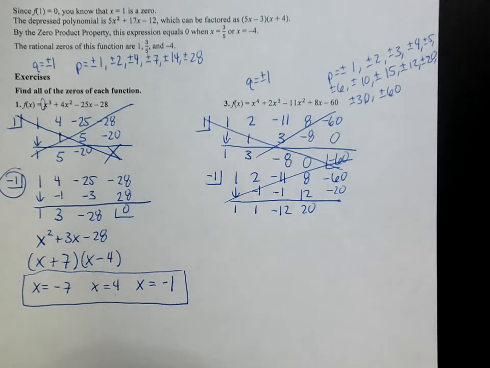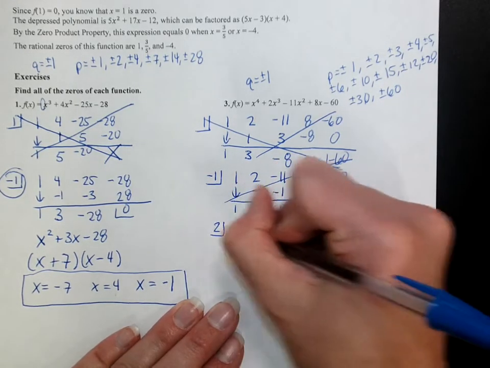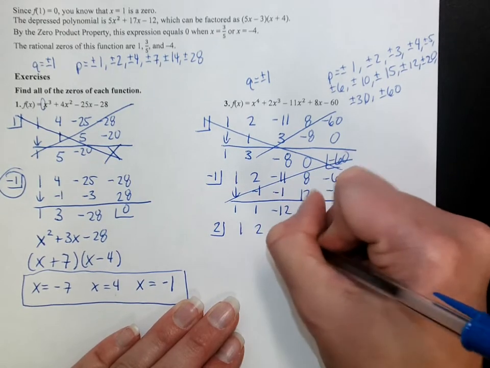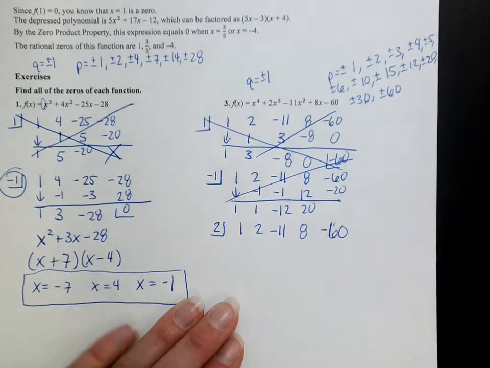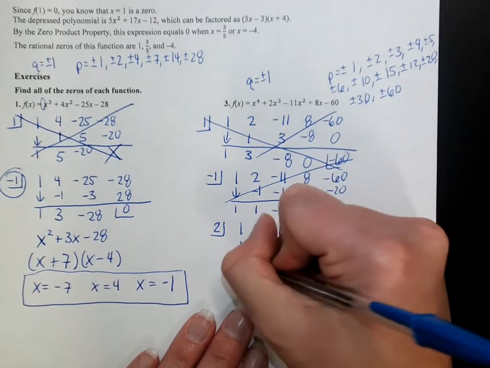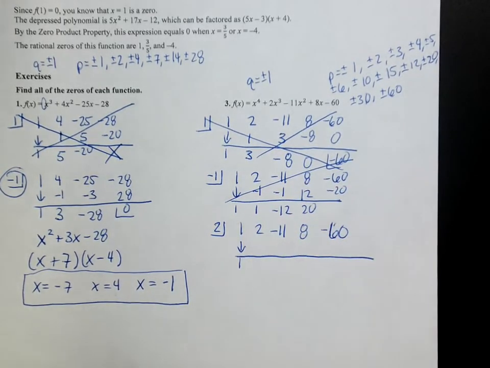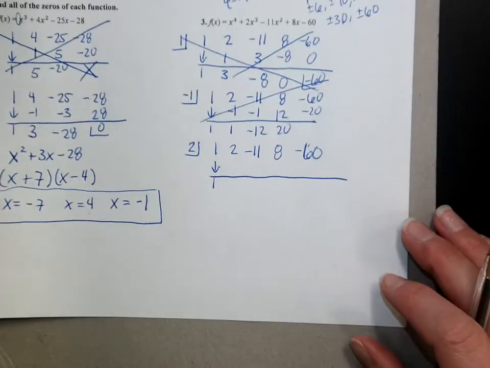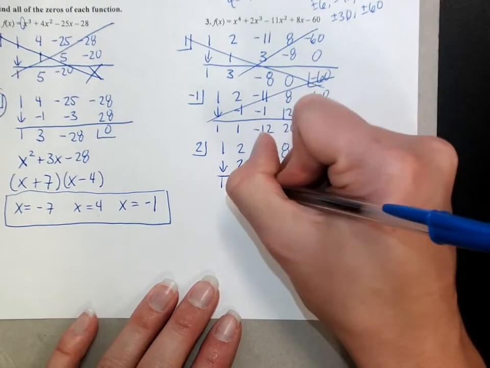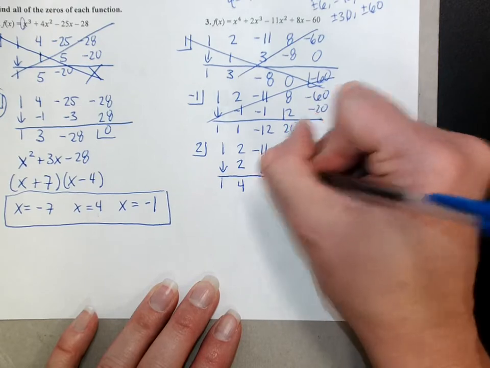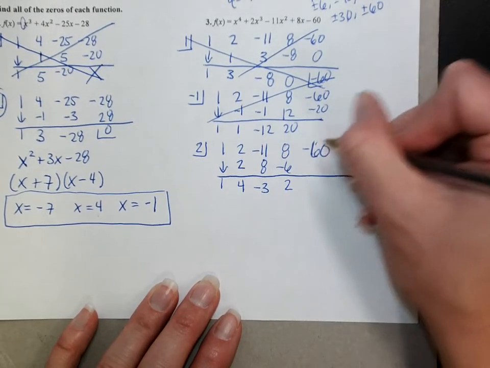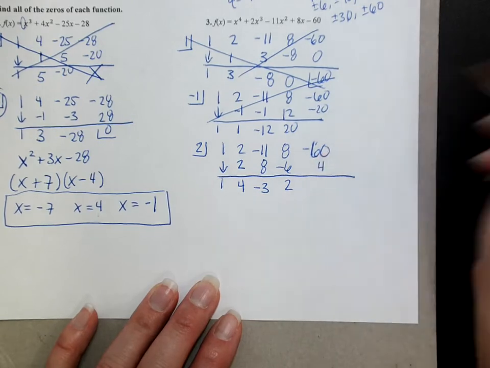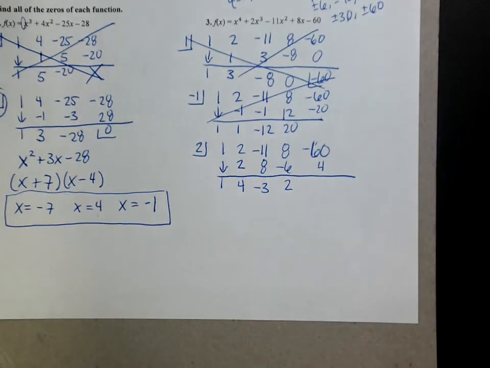What about like 2? I can see that you're probably getting a little disheartened here. Don't give up, okay? You can totally do this. 1 times 2 is 2. That is 4. That is 8. That is negative 3. That is negative 6. That is 2. 2 times 2 is 4. So that also doesn't work.